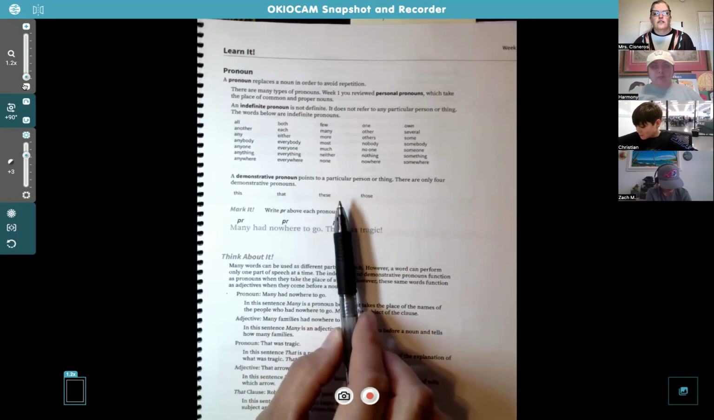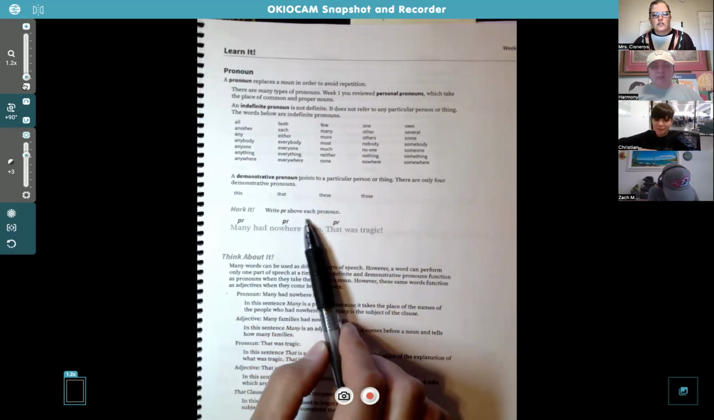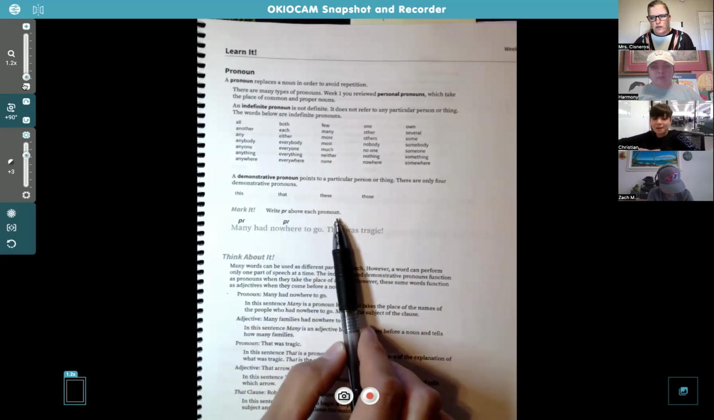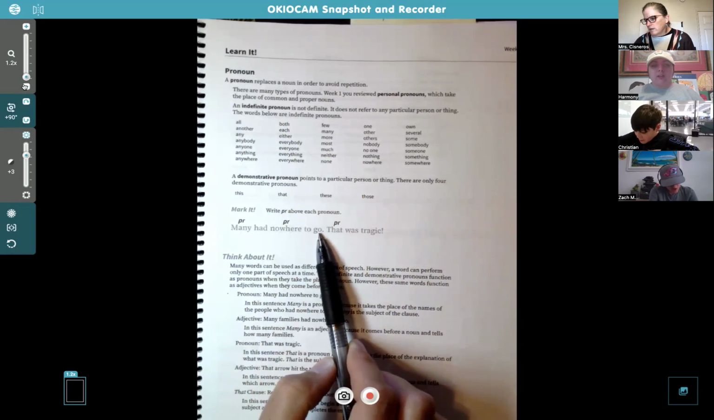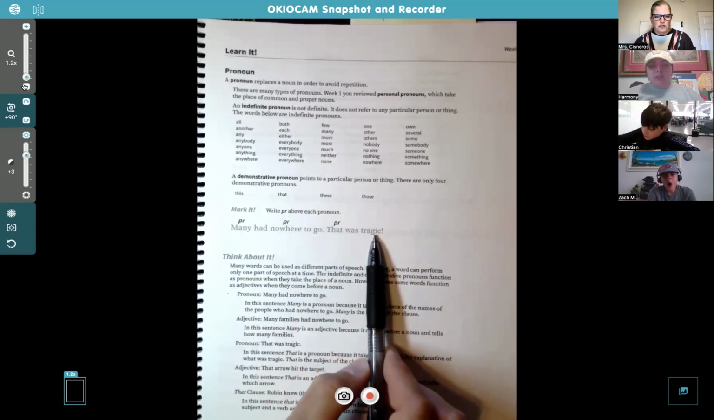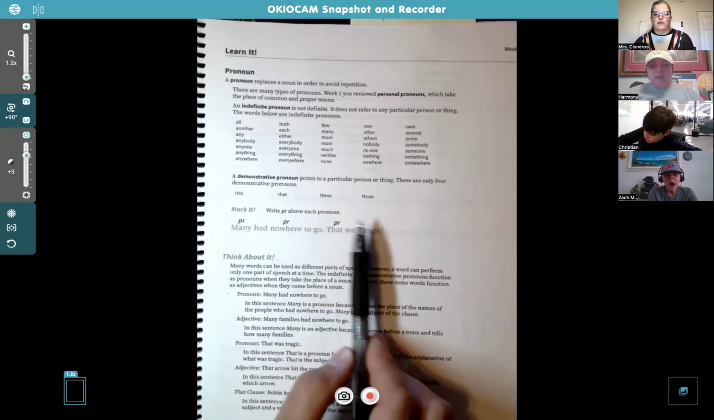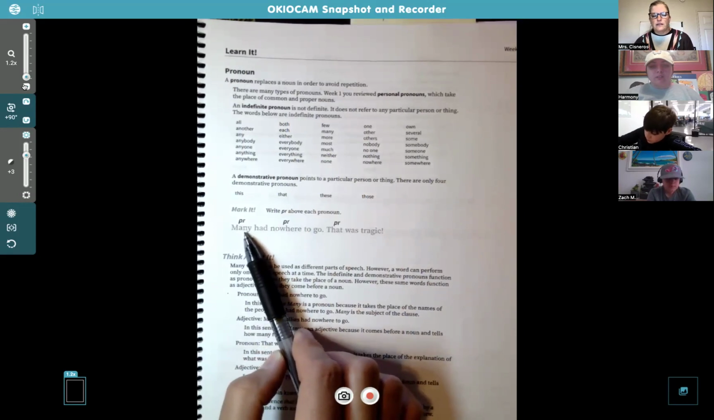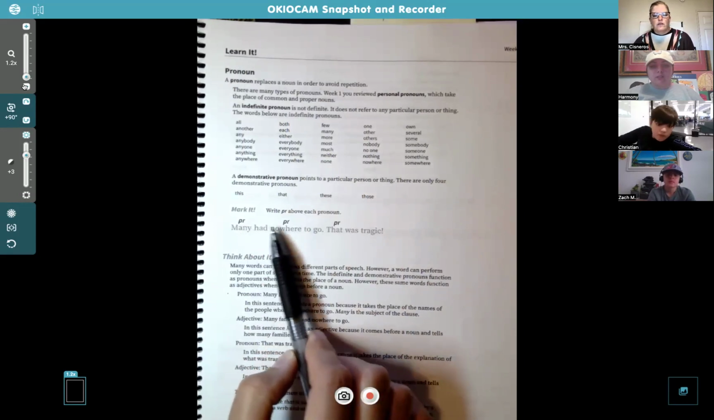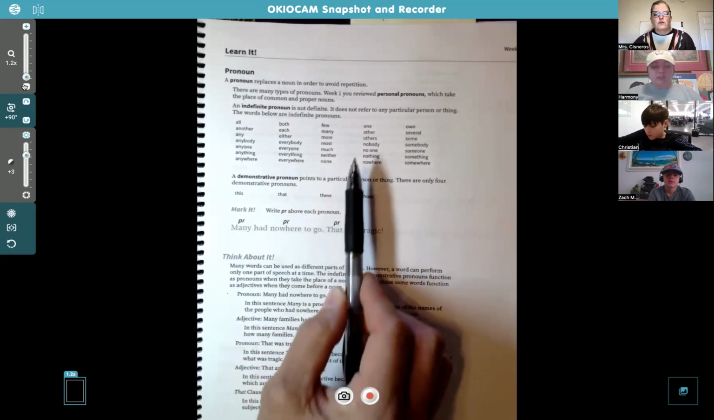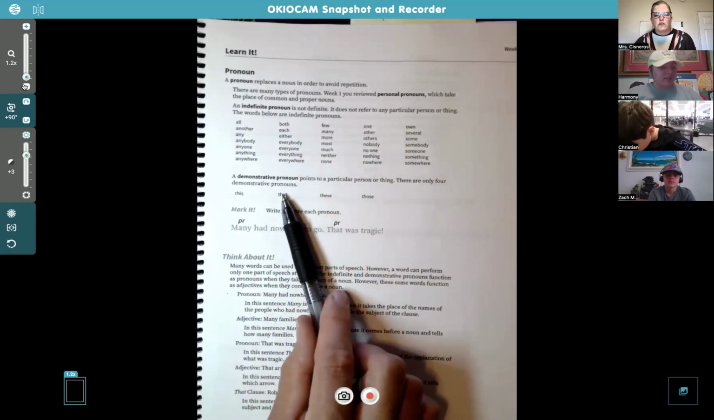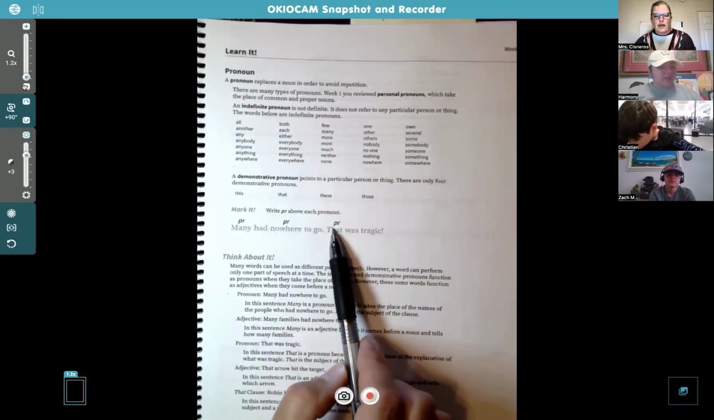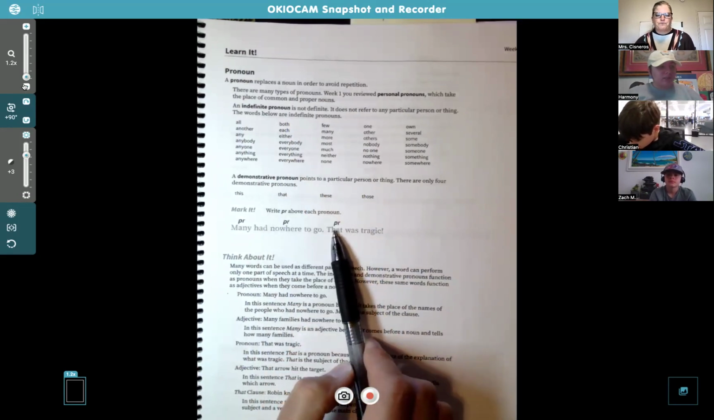And there you go: this, that, these, those. And you're still going to write PR above each pronoun, okay? Many had nowhere to go. That was tragic. So these are all pronouns now. We're going to label these. Many is a pronoun. Nowhere is a pronoun. These are words that you'll find in this list. And then that, it's a demonstrative pronoun. That is also a pronoun.